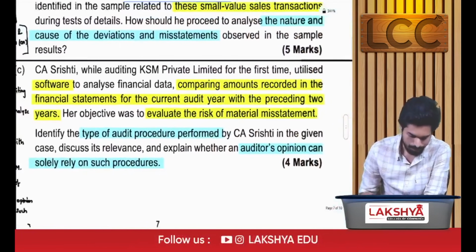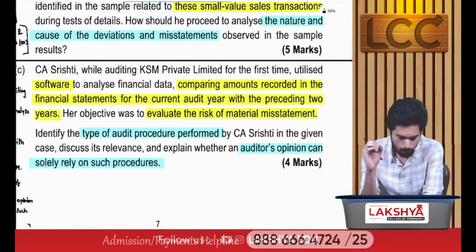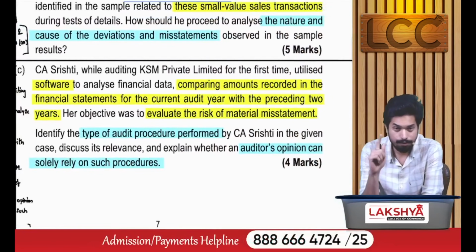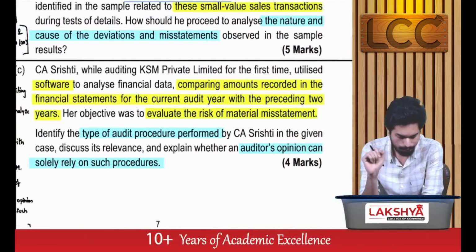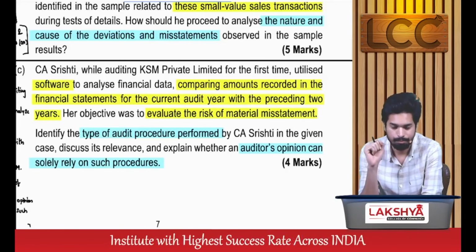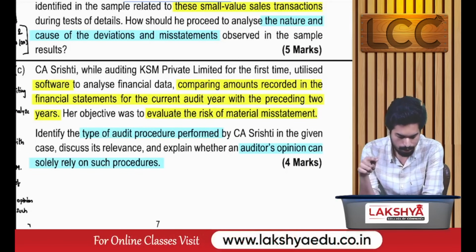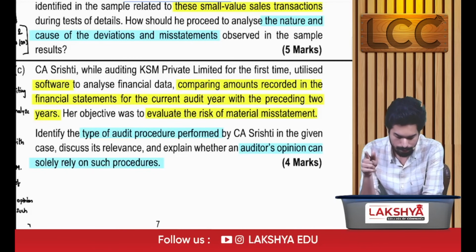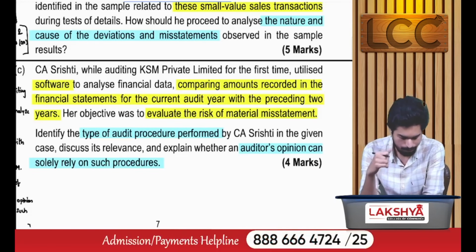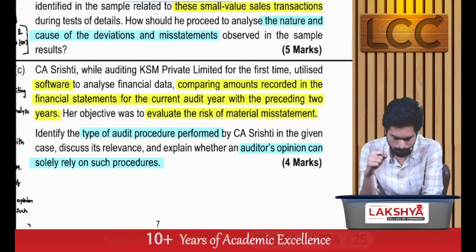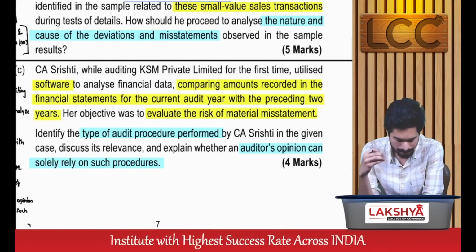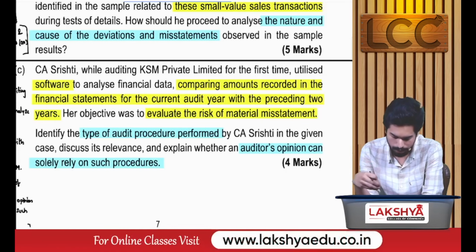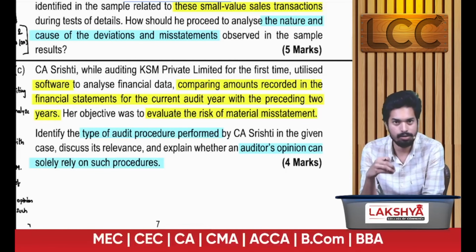1C. CA Srishti, while auditing KSM Private Limited for the first time, utilized the software to analyze financial data, comparing amounts recorded in the financial statements for the current audit year with the preceding 2 years. Her objective was to evaluate the risk of material misstatement. Identify the type of audit procedure performed by CA Srishti in the given case, discuss its relevance, and explain whether an auditor's opinion can solely rely on such procedures.